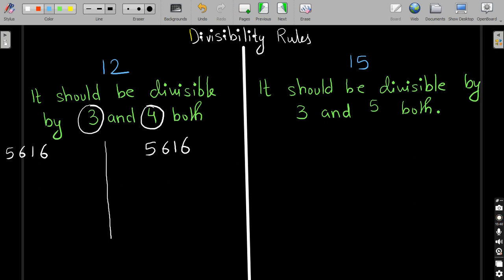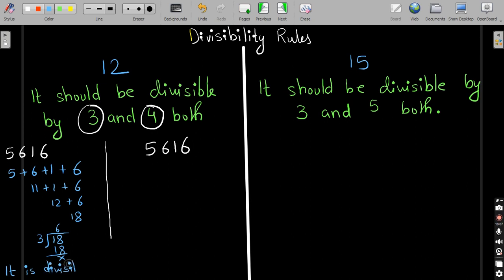So students, already we know what that is. The sum of all the numbers should be divisible by 3. So already I added 5 plus 6, 11 plus 1, 12 plus 6, 18. Now let us divide 18 by 3. Yes, 3 sixes are 18. Remainder nil. So we can say it is divisible by 3.